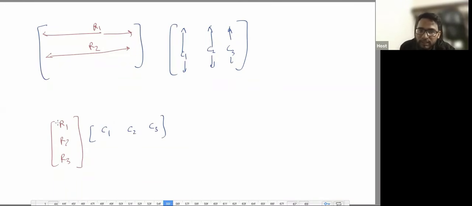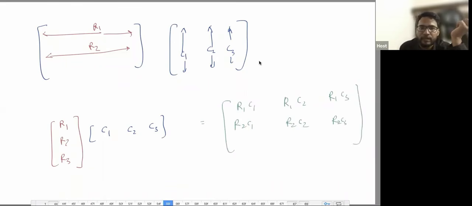So now just treat them as scalars. R1 as a scalar and C1 as a scalar, just for the sake of understanding. Then the product is nothing but R1 into C1, which is a dot product, R1 into C2, R1 into C3. Similarly, R2 into C1, R2 into C2, R2 into C3, like that. I mean, you can write two matrices in compact form like this.